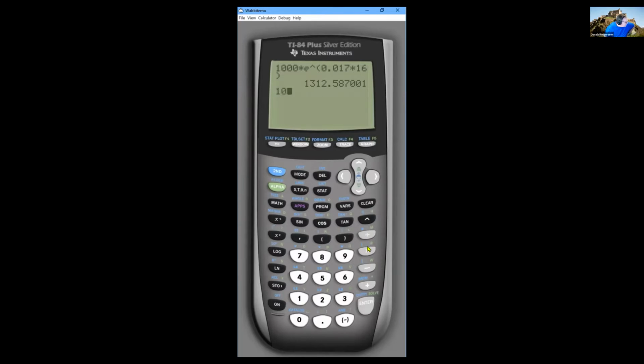So 1,000 times. Do you see the little blue e that's on the division symbol? If you do blue button division symbol, you get e. But you have to put in the power and the bracket yourself and then continue the same way.